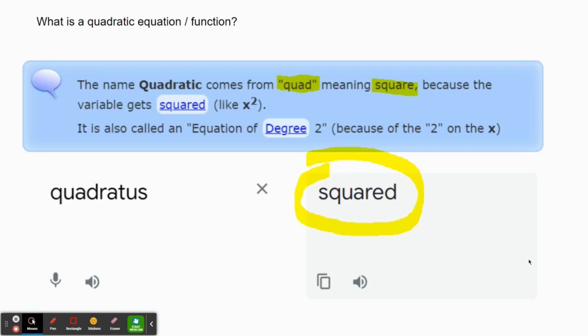What is a quadratic equation or function? Well, the name quadratic comes from quad, meaning square, and since the variable like x gets squared, basically a quadratic is anything that has a second degree. In other words, if you see an x squared and that's the highest exponent, then it's going to be a quadratic.